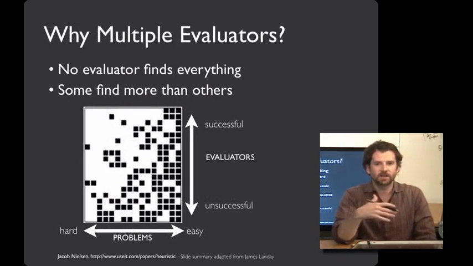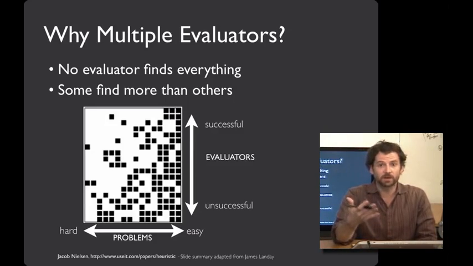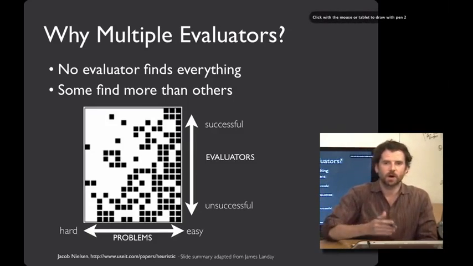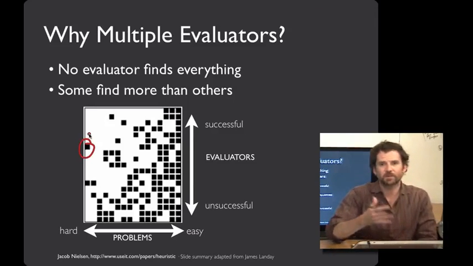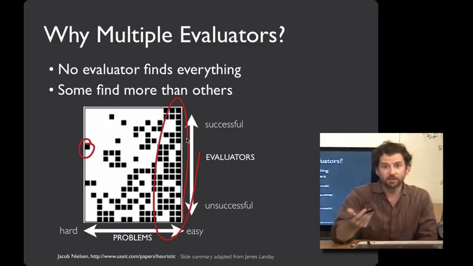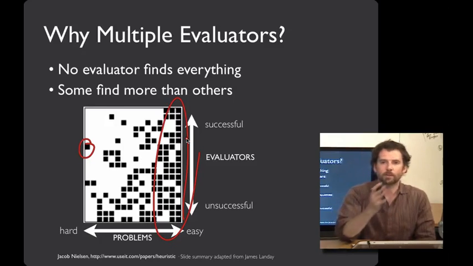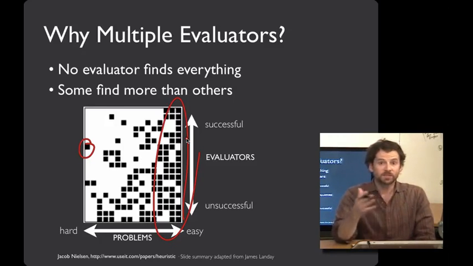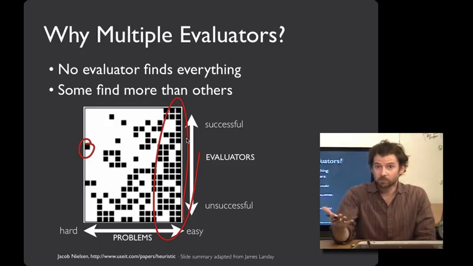Let's talk a little bit more about why you might want to have multiple evaluators rather than just one. The graph on the slide is adapted from Jacob Nielsen's work on heuristic evaluation. And what you see is each black square is a bug that a particular evaluator found. An individual evaluator represents a row of this matrix, and there's about 20 evaluators in this set. The columns represent the problems, and what you can see is that there's some problems that were found by relatively few evaluators, and other stuff which almost everybody found. So we're going to call the stuff on the right the easy problems and the stuff on the left hard problems. And so in aggregate what we can say is that no evaluator found every problem, and some evaluators found more than others. And so there are better and worse people to do this.